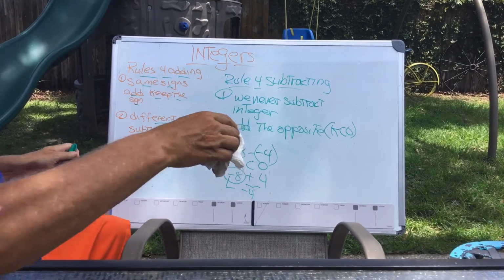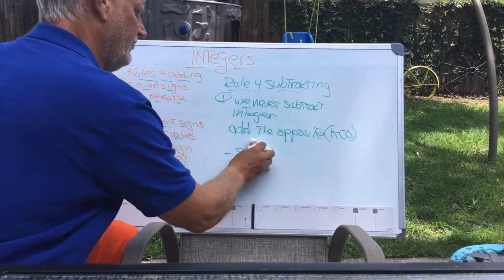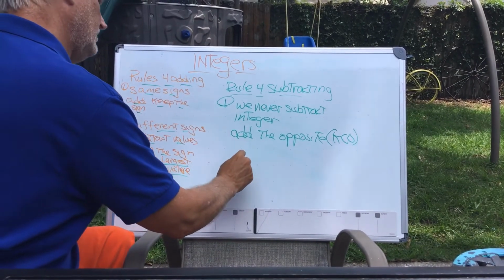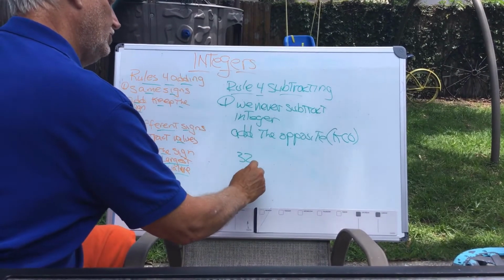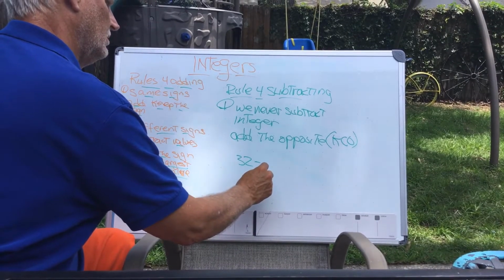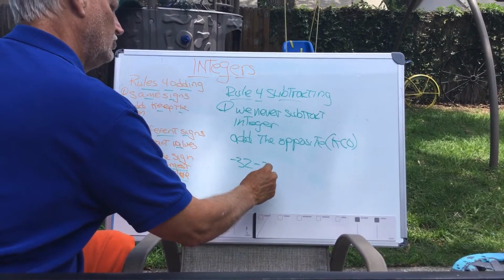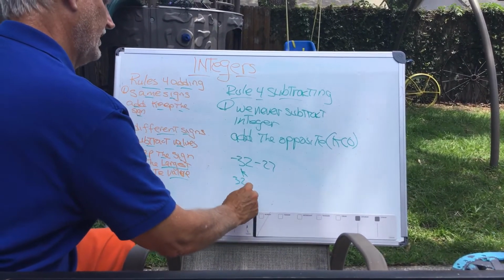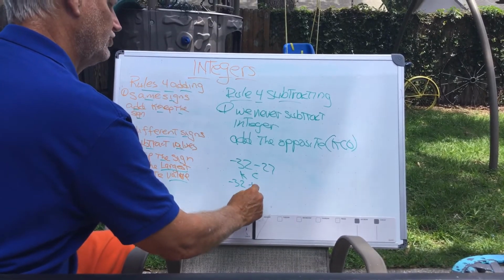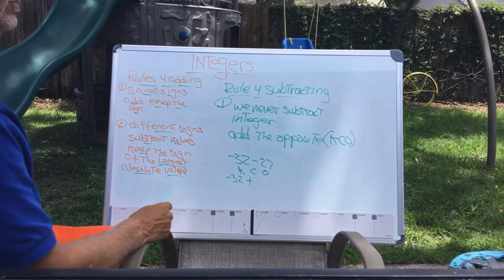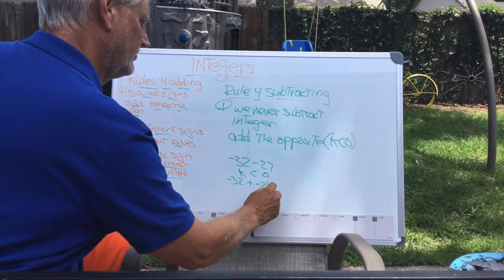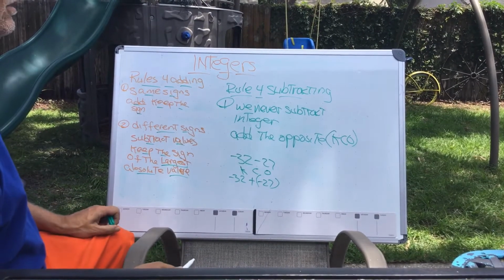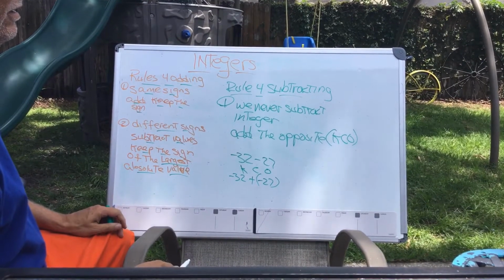Let's just try a couple more of those, right? And I'm going to leave this up so that we're not confused. So let's try -32 minus 27, right? So keep the -32, change the subtraction to addition, and the opposite of 27 is a -27, and we put the parentheses around that 27 just to show that it's a negative symbol.